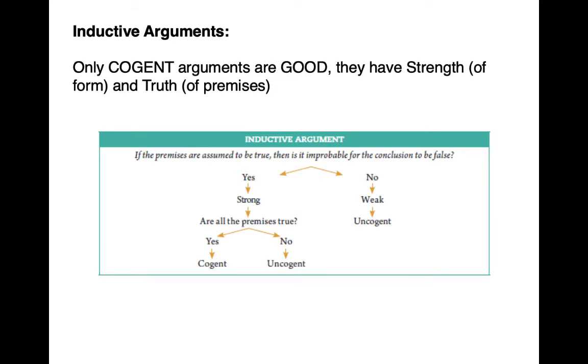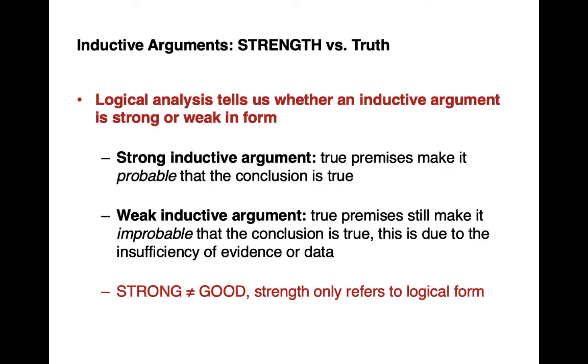For inductive arguments, we're going to call the good arguments cogent arguments. It's a fancy way of saying that they have all true premises and a form, which makes it very likely their conclusion is true when those premises are true. Inductive arguments, let's talk about their strength versus their truth. And here we're talking about logical form, logical strength, the strength of the connection, the relations between the premises and the conclusion, versus the truth of the assumptions, whether or not they're true, or likely true.